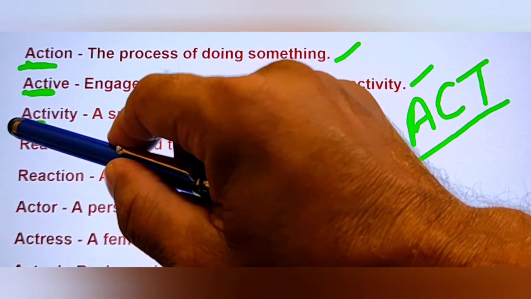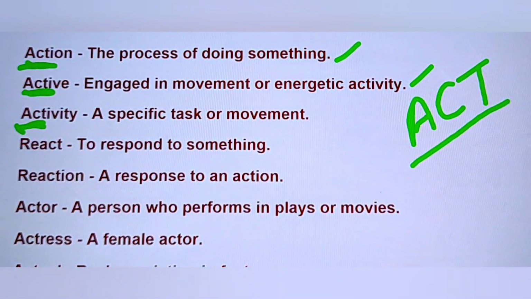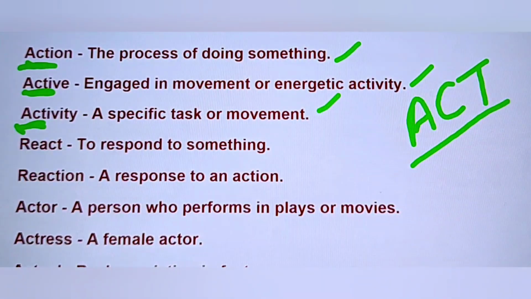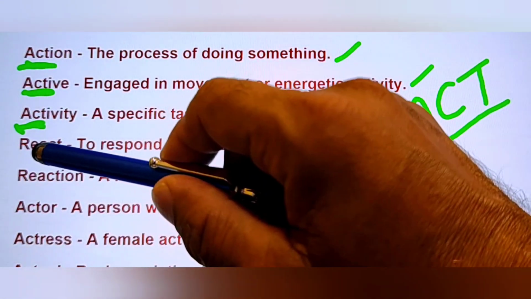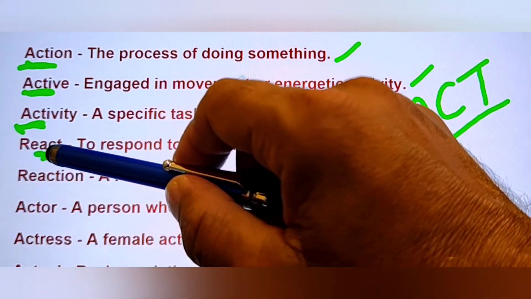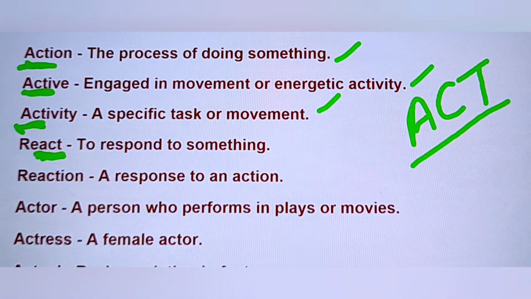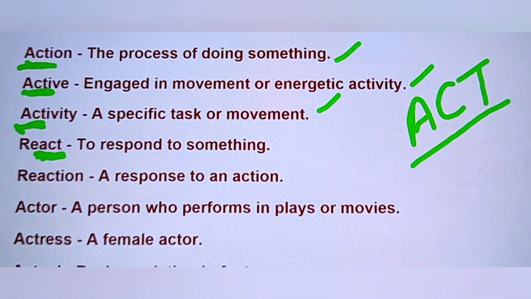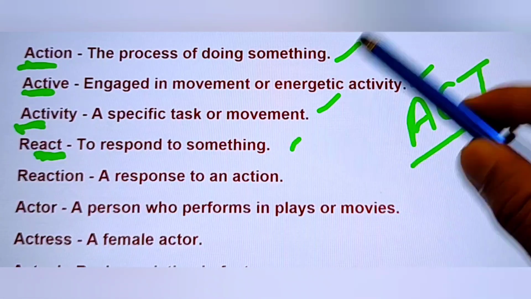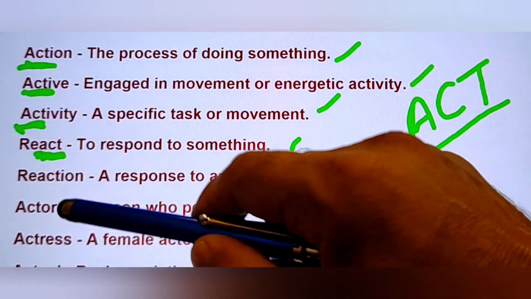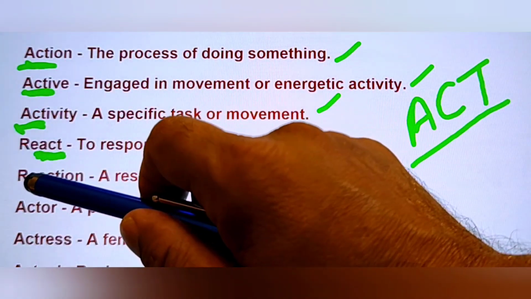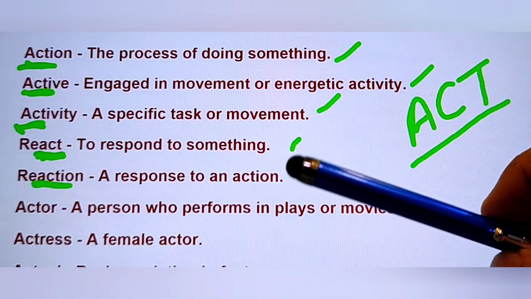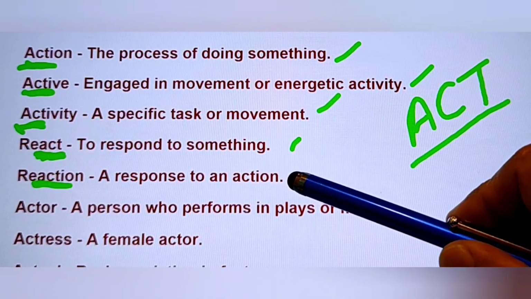Next here, act is the root word and activity is the full word: a specific task or movement. And the next one here is the root word at the front with re as a prefix, and the full word is react, which means to respond to something. And the next one here has the root word in the middle of the word: reaction. Reaction means a response to an action.